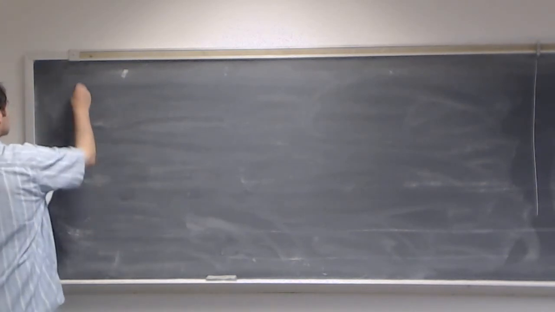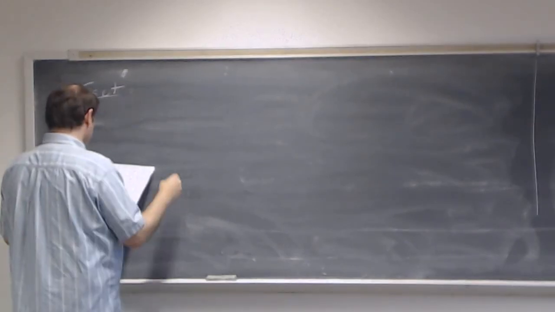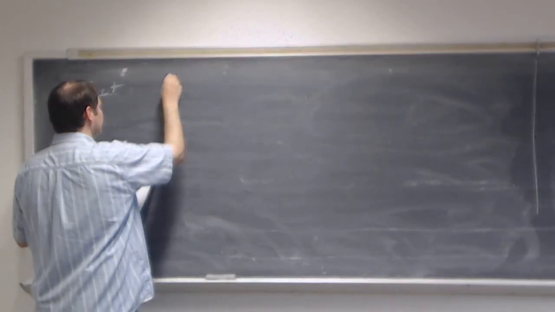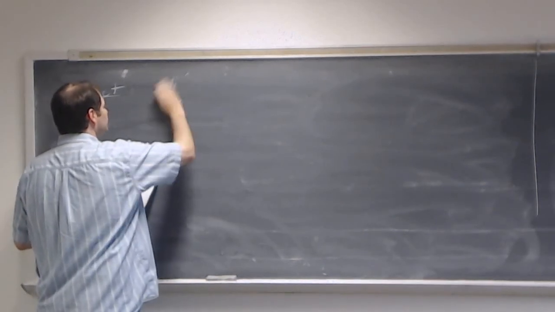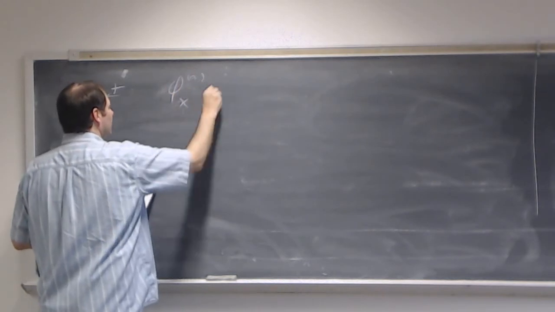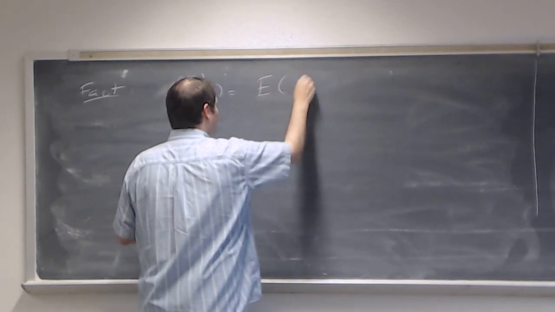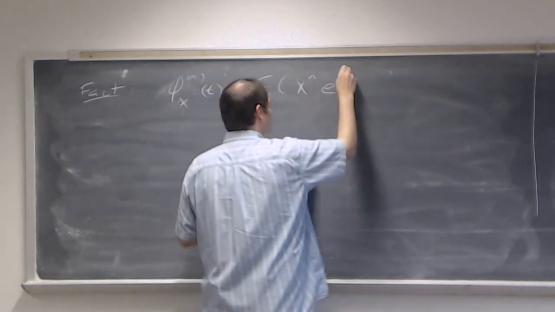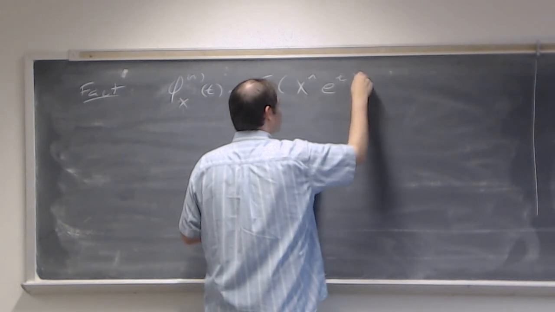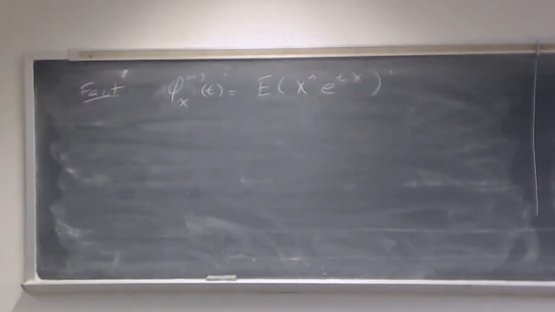Okay, I want to list a fact about the moment generating function. Here's the fact: the nth derivative of the moment generating function is equal to the expected value of X to the n times e raised to tX. It's not hard to prove, so let's do that.